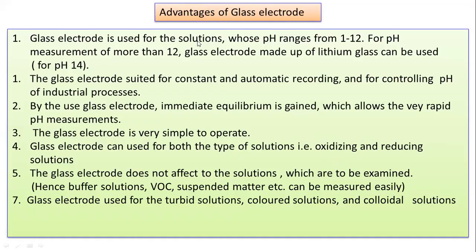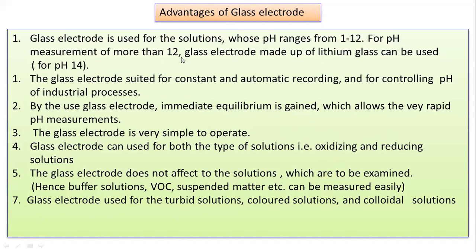So what are the advantages of the glass electrode? Why should the glass electrode be used? There are some advantages in favor of the glass electrode. Initially, the glass electrode is used for solutions whose pH ranges from 1 to 10, those solutions for which we have to determine the pH. Particularly, the glass electrode is used for solutions whose pH ranges from 1 to 12.